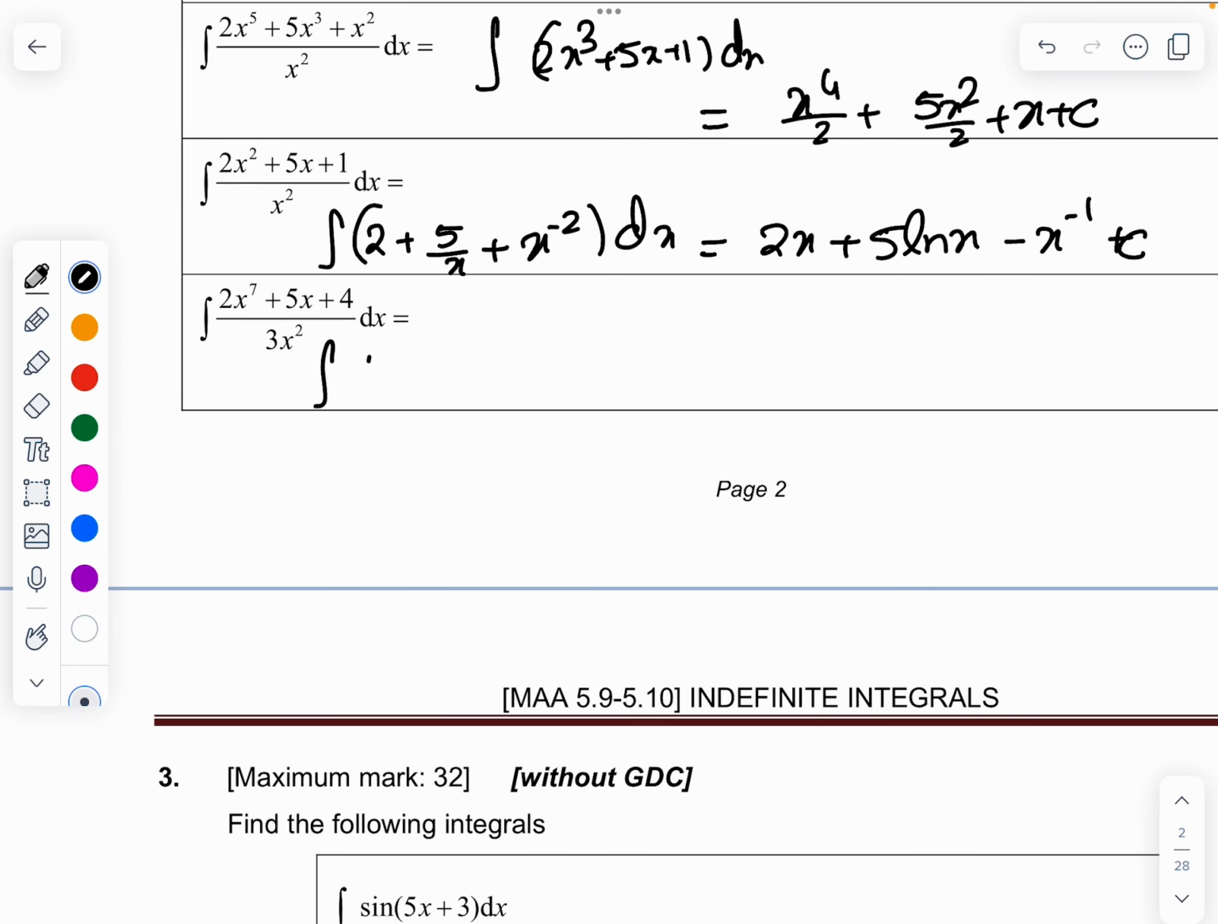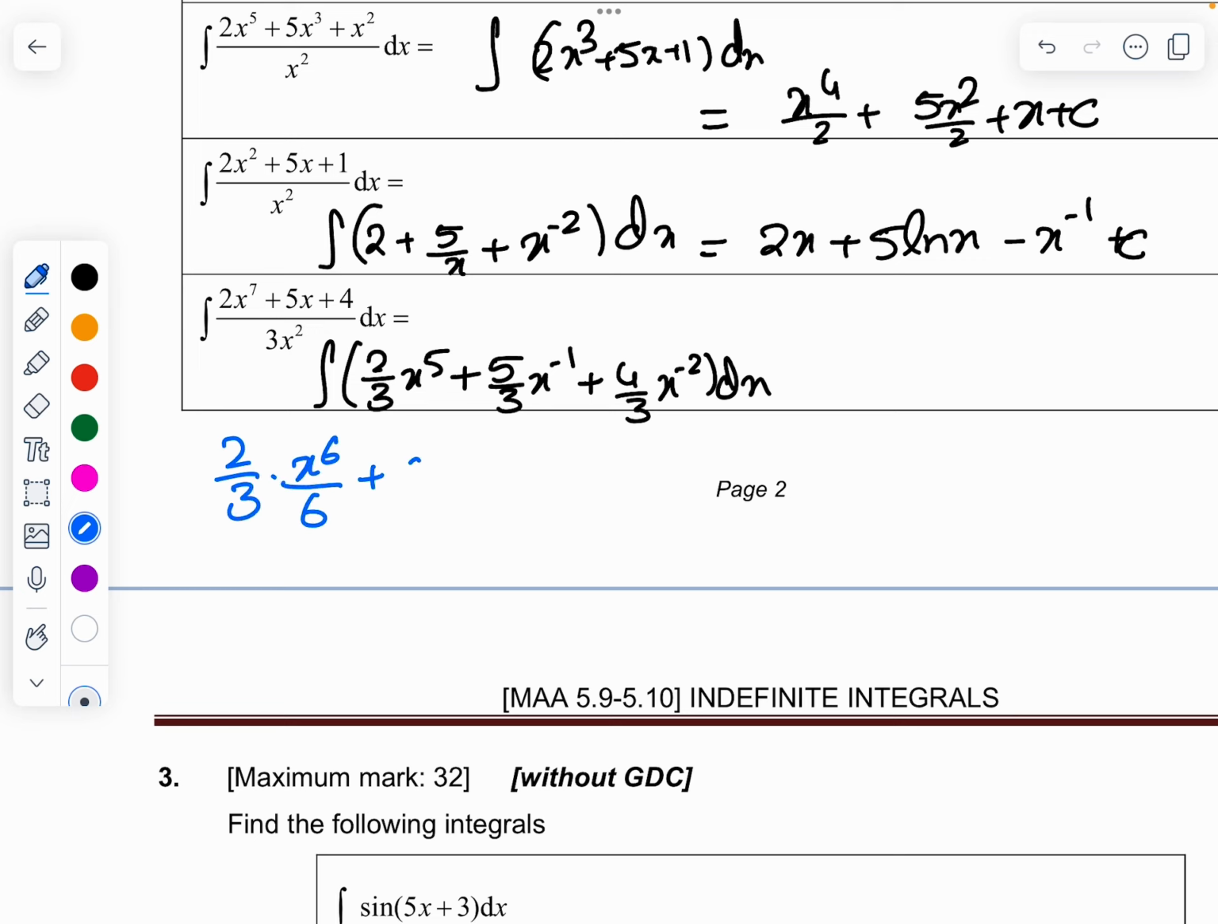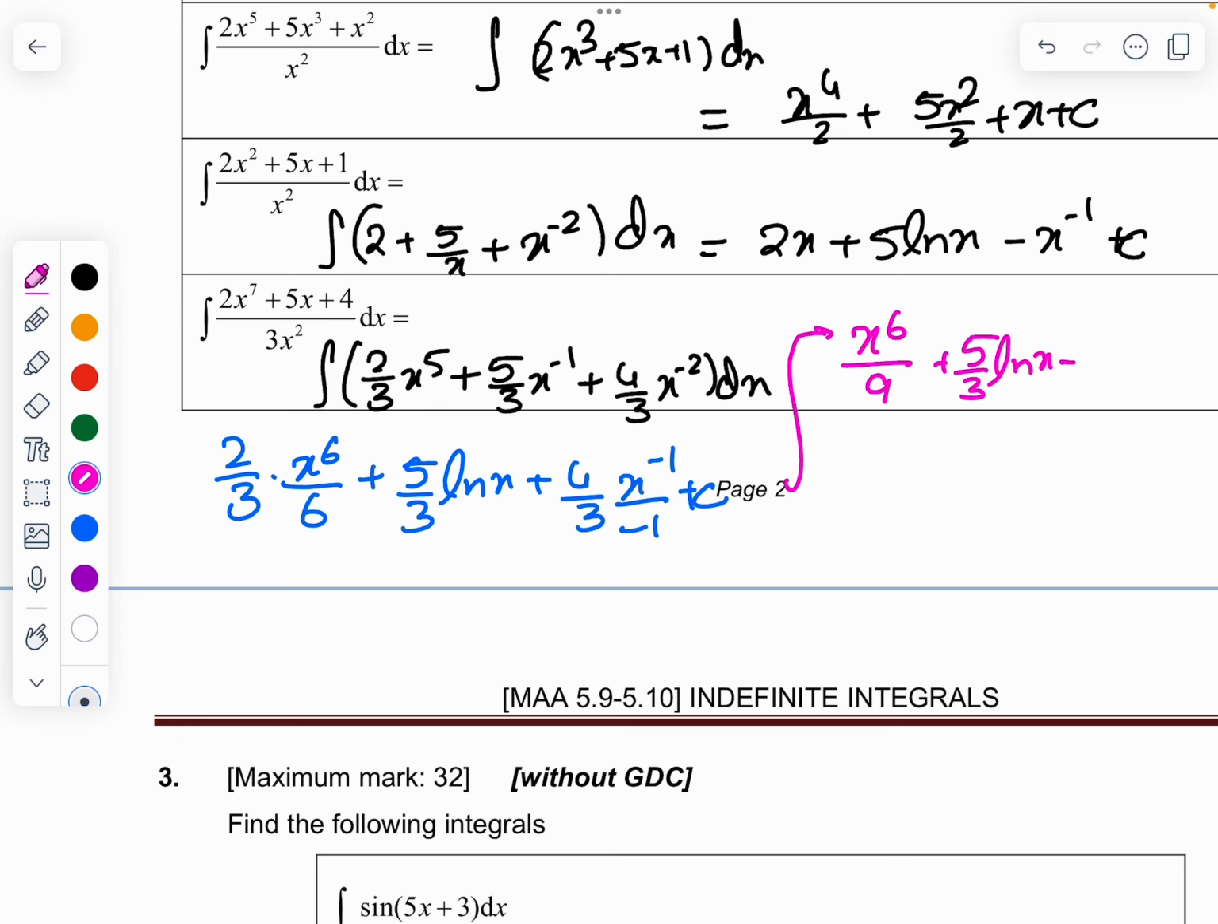Simplification becomes 2 upon 3 x power 5 plus 5 upon 3 x power negative 1 plus 4 upon 3 x power negative 2 dx. So the answer becomes 2 upon 3 times x power 6 upon 6 plus 5 upon 3 ln x plus 4 upon 3 x power negative 1 upon negative 1 plus c. So my final answer is going to be x power 6 upon 9 plus 5 upon 3 ln x minus 4 upon 3 x power negative 1 plus c.